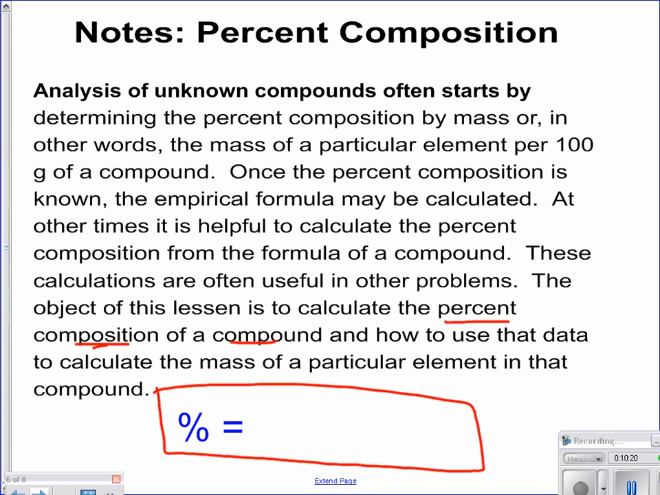Part over whole. There we go. Part divided by whole. And then, of course, to get it to percent form, you actually multiply it times that 100. So that's all we're going to be doing.